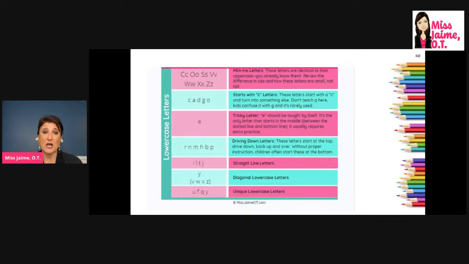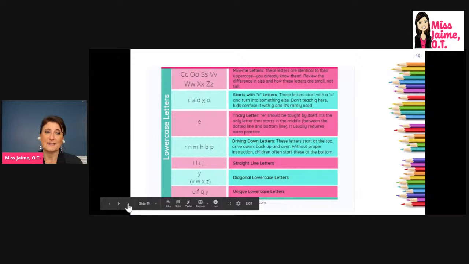And then you have your straight line letters. You have your diagonal lowercase letters. I like to teach Y by himself. And V, W, X, and Z are mini-me's. So again, the kids pretty much have probably already mastered them. And then you have your unique lowercase letters.